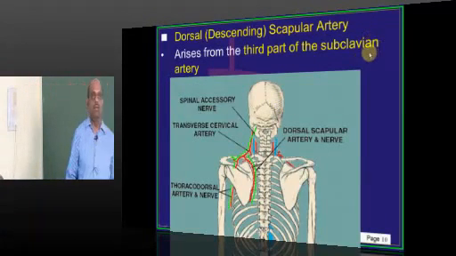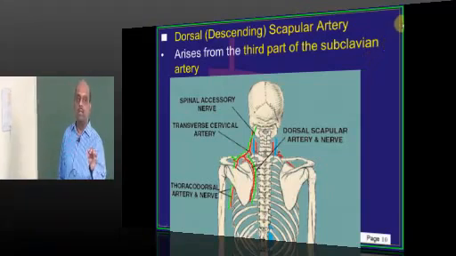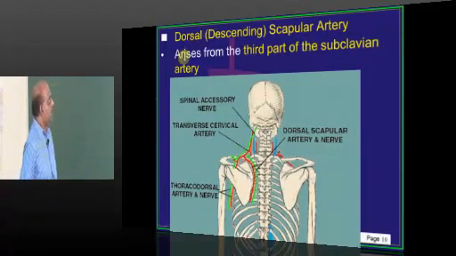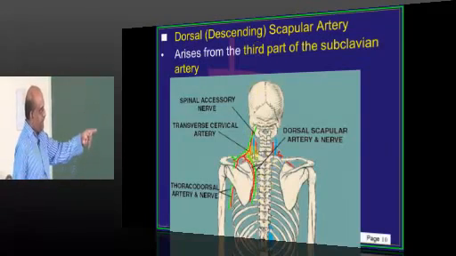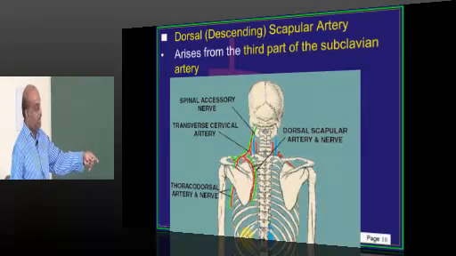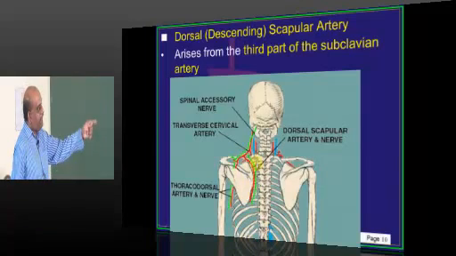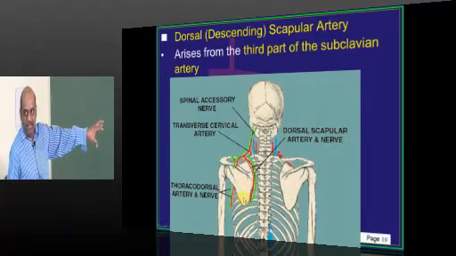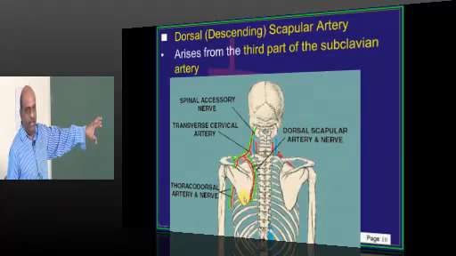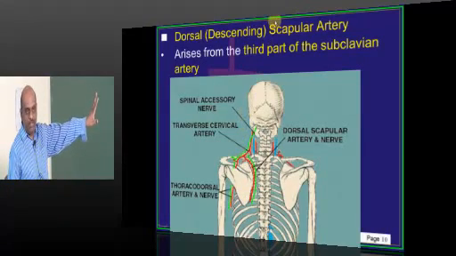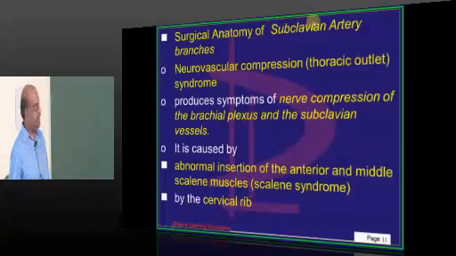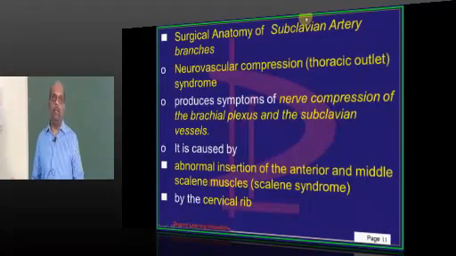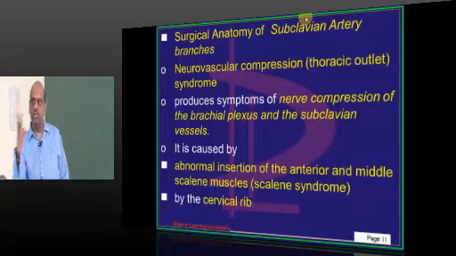Then from the third part of the subclavian, only one branch will come. That is the dorsal scapular artery, which is important for the anastomosis of the vessels in the scapular area. That's the only reason we need to remember. But otherwise, that's the only branch coming from the third part. Now, doctor, what is the surgical anatomy about the subclavian artery? Two things we need to remember.